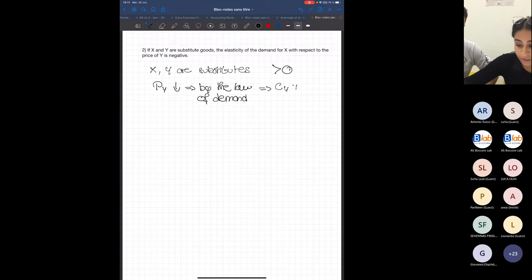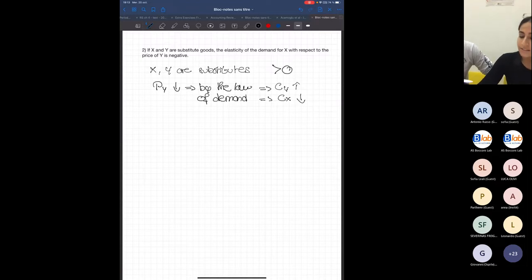The consumption of Y is going to go up, like price goes down, consumption is going to go up. And since X and Y are substitutes, the consumption of good X is going to go down. And you can do the exact same reasoning if the price of Y goes up, or if the price of X goes up or down.